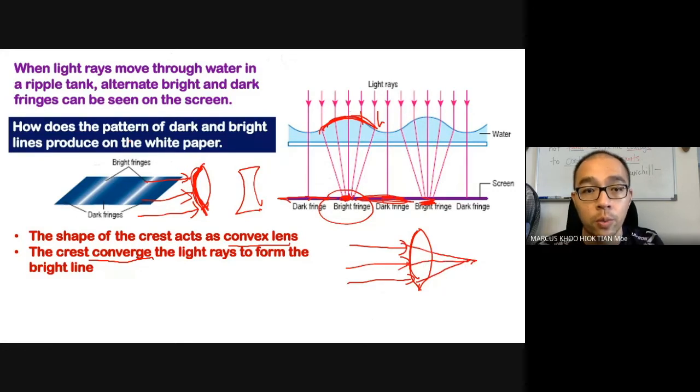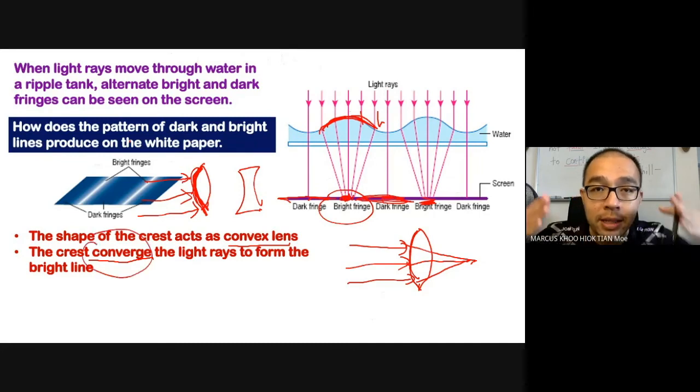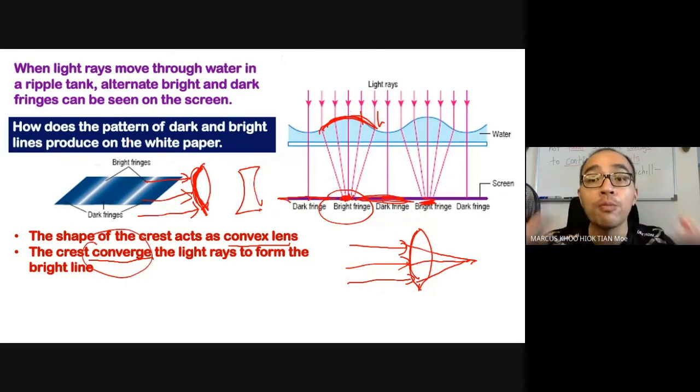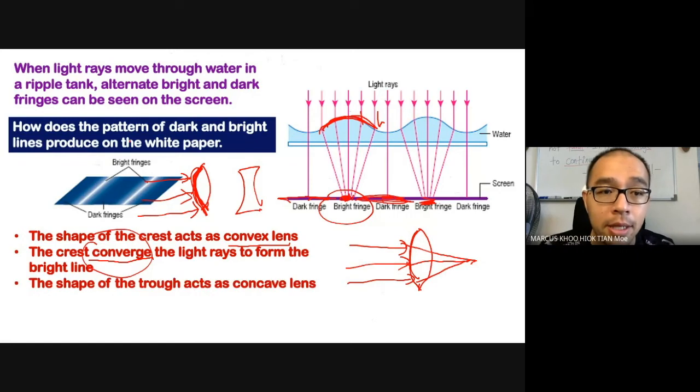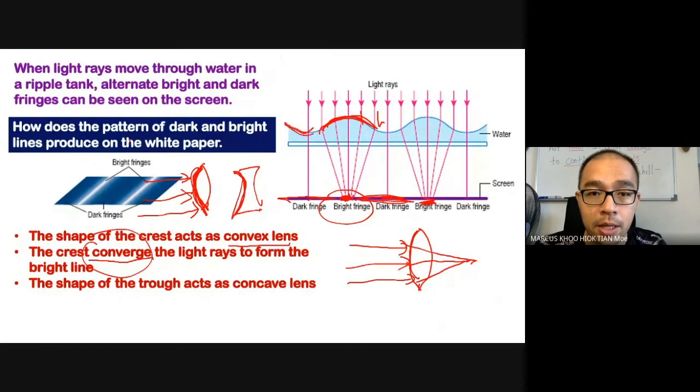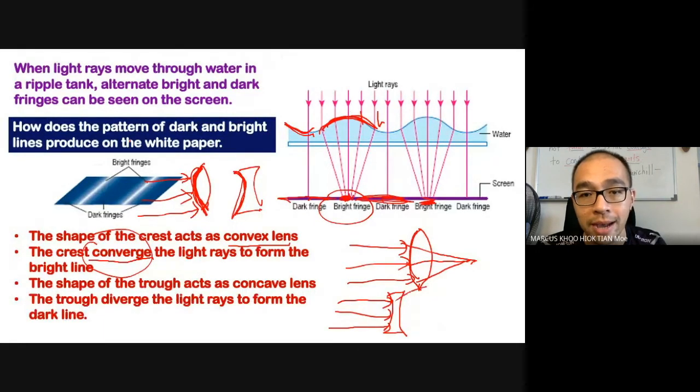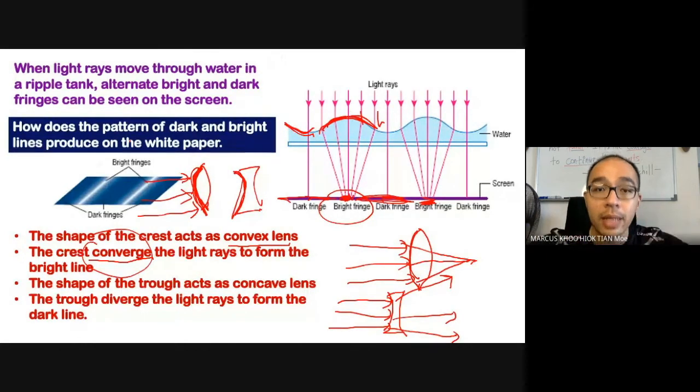Okay, we call this word converge. Converge means dia akan tertumpu kepada satu tempat. So the shape of the trough acts like a concave lens. Concave lens is like this. Take a look at this part. For a concave lens, when the light passes through it, what is going to happen is that it's going to diverge. Dia akan tersebar luas.